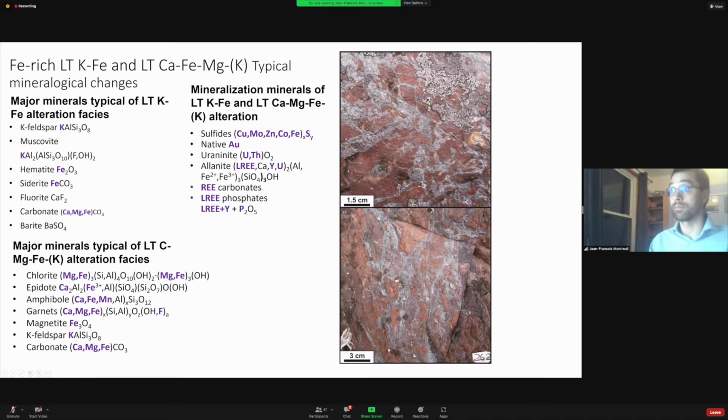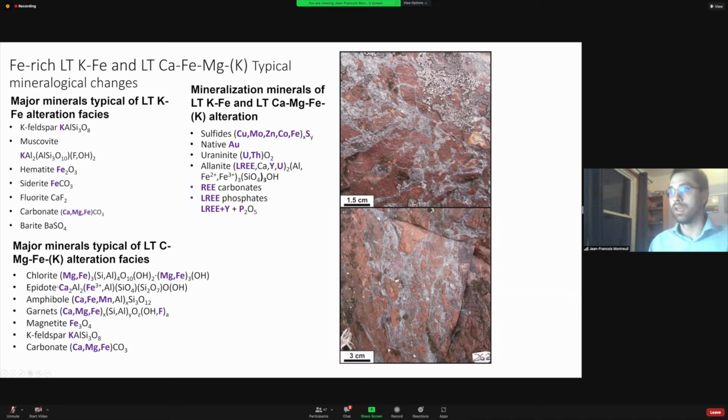When we go to the calcium, magnesium, iron, plus minus potassium alteration facies, then it changes. Minerals like chlorite, epidote, amphibole, garnets can become the main iron bearing phases within zones of this hydrothermal system. And then the prevailing iron-rich mineral will also depend on the condition of the fluids. Very often in oxidized conditions, epidote is going to be quite important. When it's more reduced, chlorite can become more important.